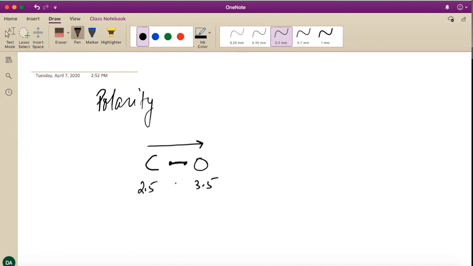Now, when this happens, guys, it's still sharing, yes. This electron still is in carbon's territory. This electron is still in oxygen's territory, but oxygen is trying to pull it towards itself. It's kind of like a magnet, yes, because it loves the electron so much.